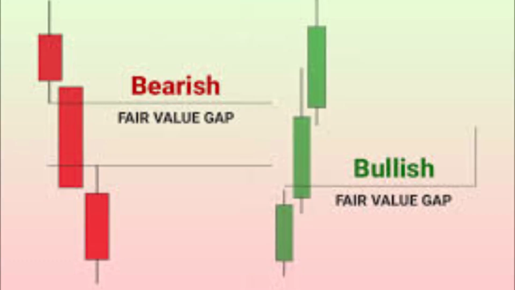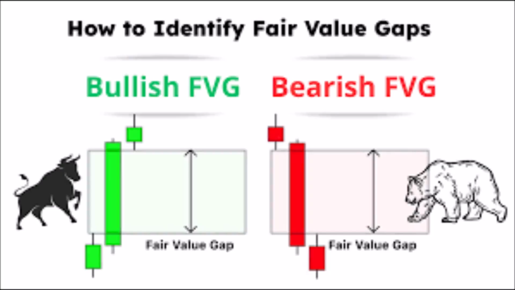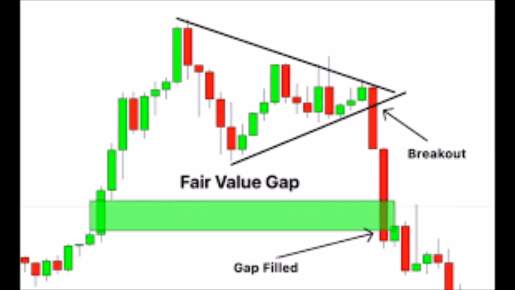Number three mistake is using fair value gaps alone without confirmations. Then another mistake is misunderstanding fair value gap fill versus rejection. A fill does not always mean reversal.